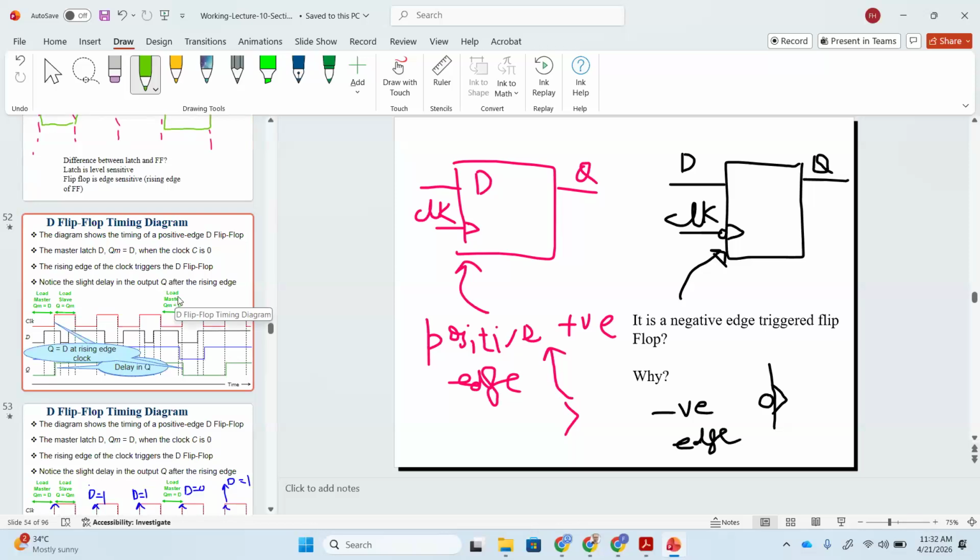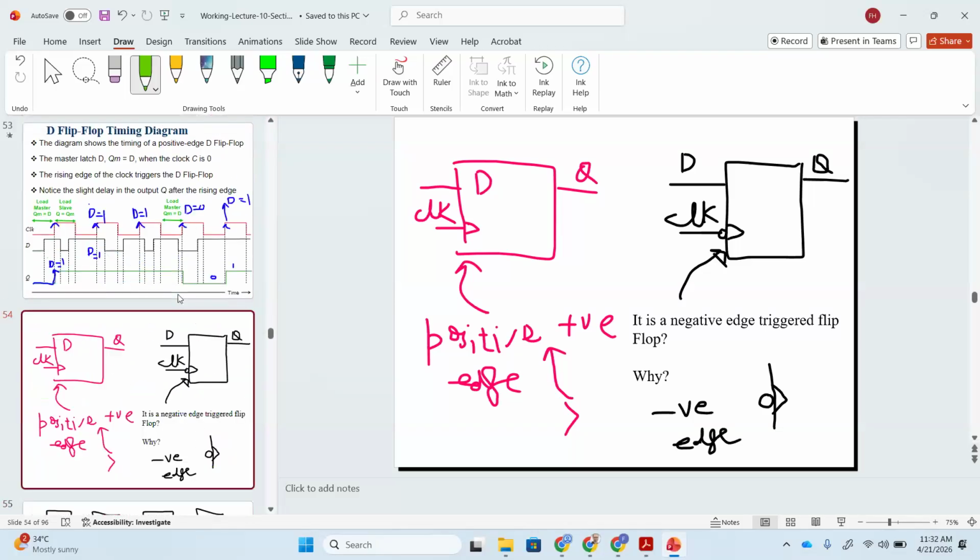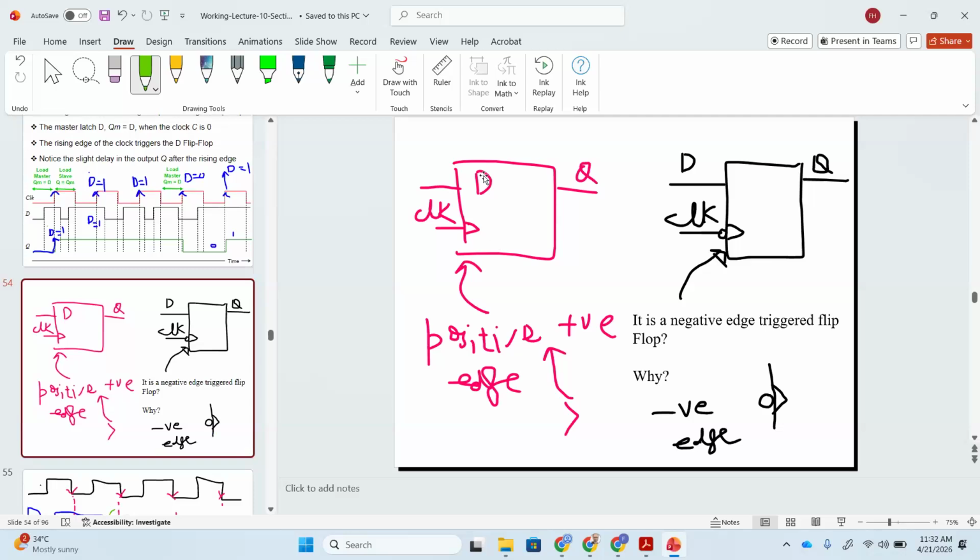Okay, so now we have a rising edge of the clock. We have two types of flip-flops. Can you see we have two flip-flops? One flip-flop is shown in red and the other is shown in black. Which one is a positive edge trigger flip-flop and which one is a negative edge trigger flip-flop? Can you see the observation?